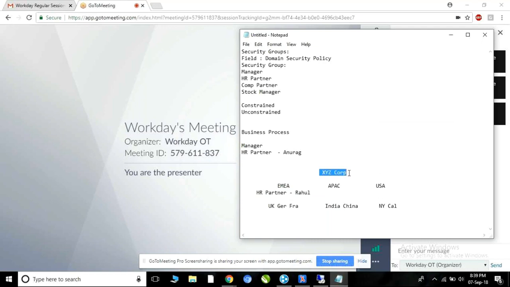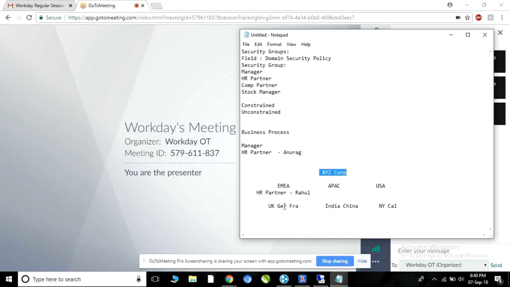So even if the security group is constrained or unconstrained, that doesn't matter. What matters is that as per the hierarchy, he has the rights. If the HR partner is assigned at the EMEA level, he has the rights to view anything and everything in the downward supervisory hierarchies. He cannot see anything parallel, or at the top. So if we say HR partner unconstrained, will he be able to view APAC or USA data?